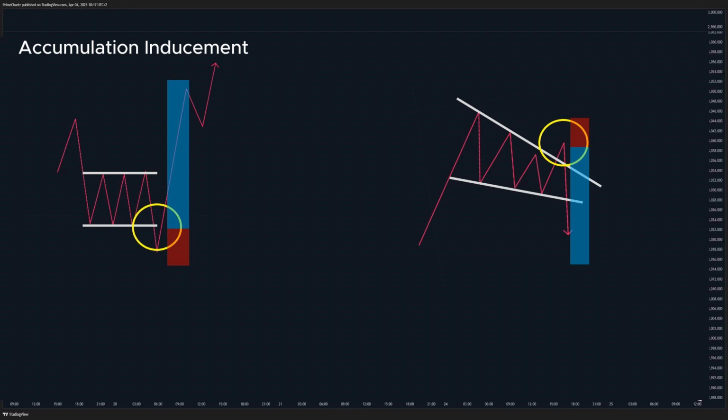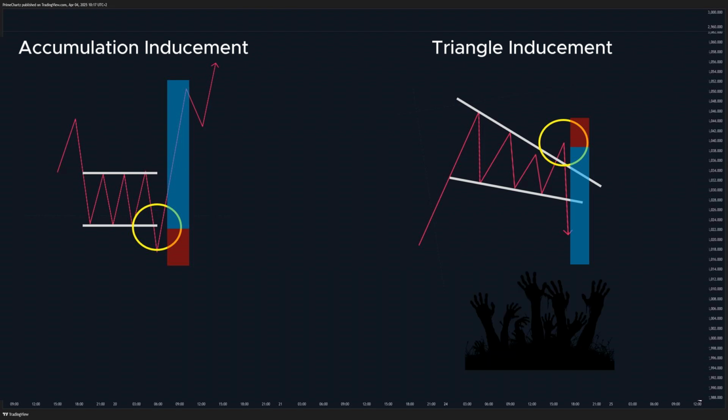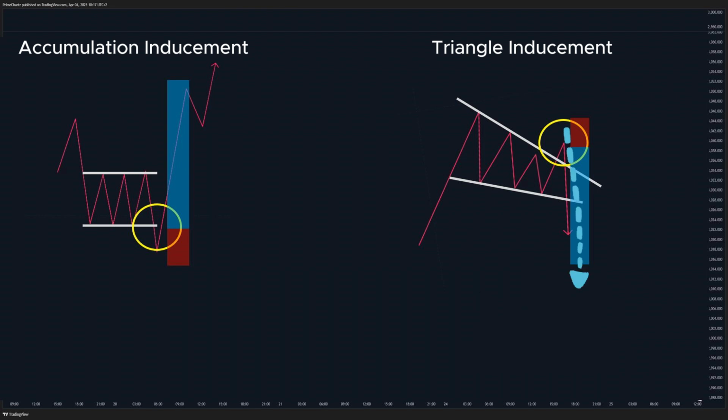Let's shift our focus to the right side of the chart, where we see a bullish triangle pattern forming. Pattern traders are closely watching this setup, waiting for a breakout above so they can jump in on what looks like a strong bullish move. And then, price makes the move. The breakout happens, buyers rush in thinking the market is ready to explode upwards. But here's the trap. Almost instantly, price rejects hard and drops straight down, leaving those buyers completely stuck and confused.